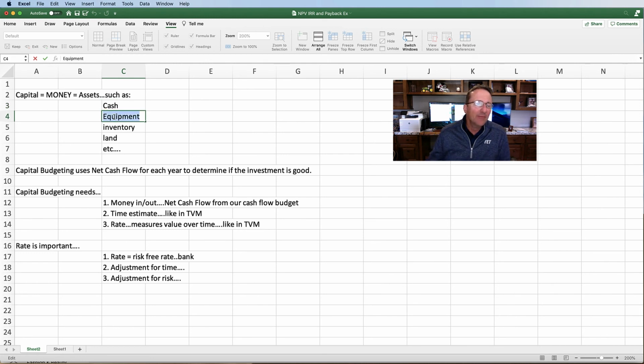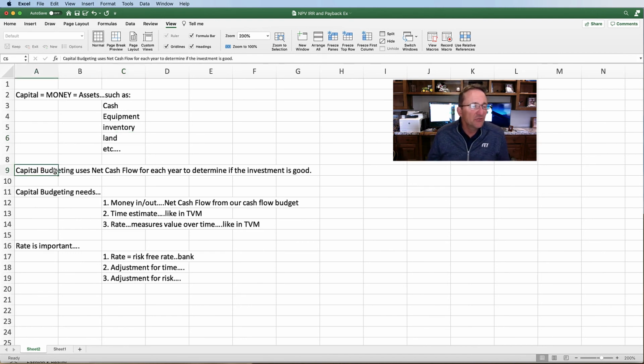But also capital is equipment. So the things that I take with this money and purchase, like equipment or like inventory to run a business, or like land, or like buildings, or like grain silos. Any of those are assets. And the term capital budgeting just has to do with, are these asset purchases over time a good investment? And net cash flow is one of those things that we need to know. We need to know the money.